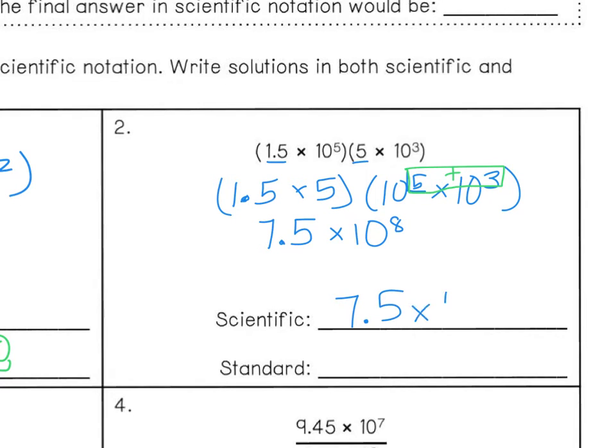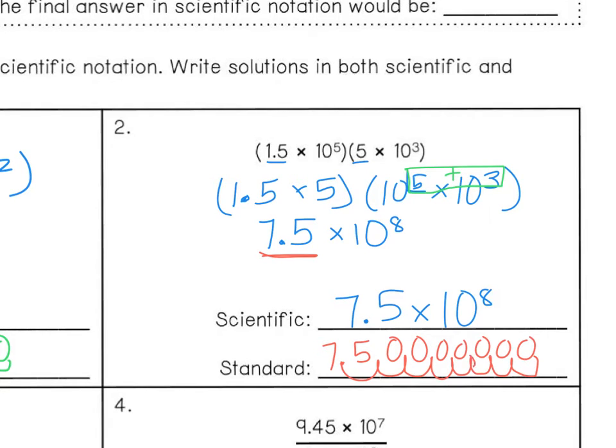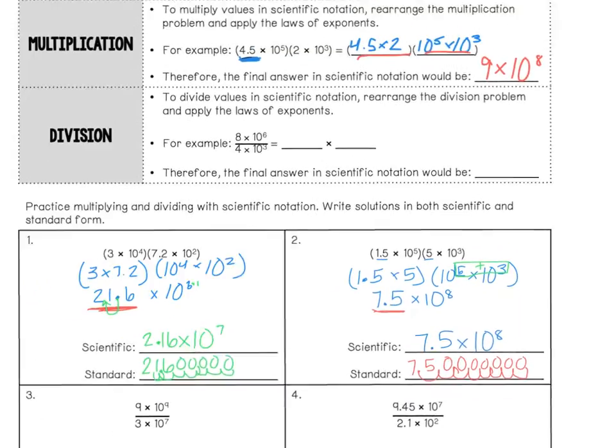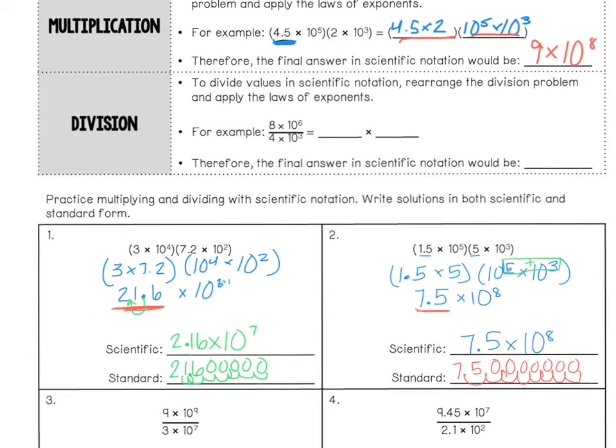And when I look at it, this coefficient is between 1 and 10, so that's correct. To change it to standard form, 7.5, 1, 2, 3, 4, 5, 6, 7, 8. So 750 million. Okay, so now we're going to talk about division and dividing in scientific notation.